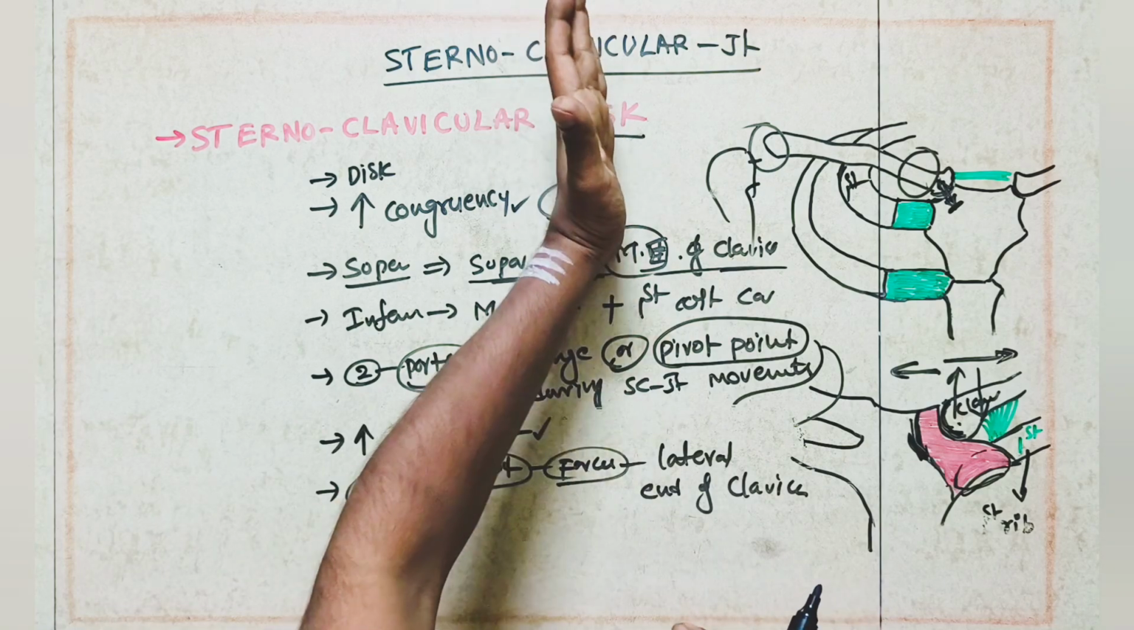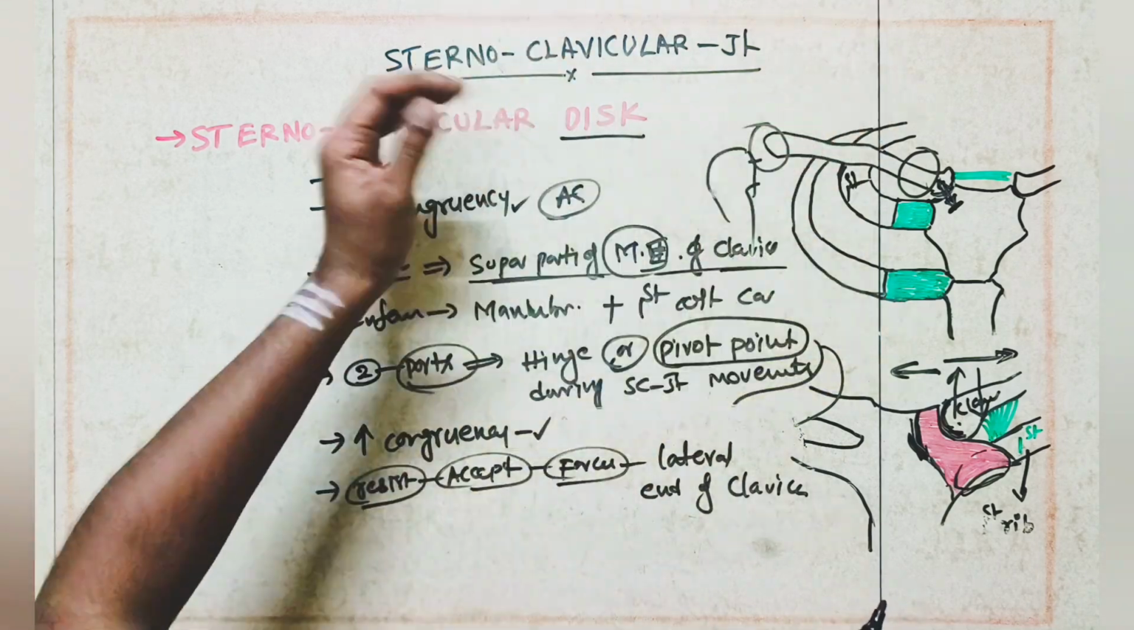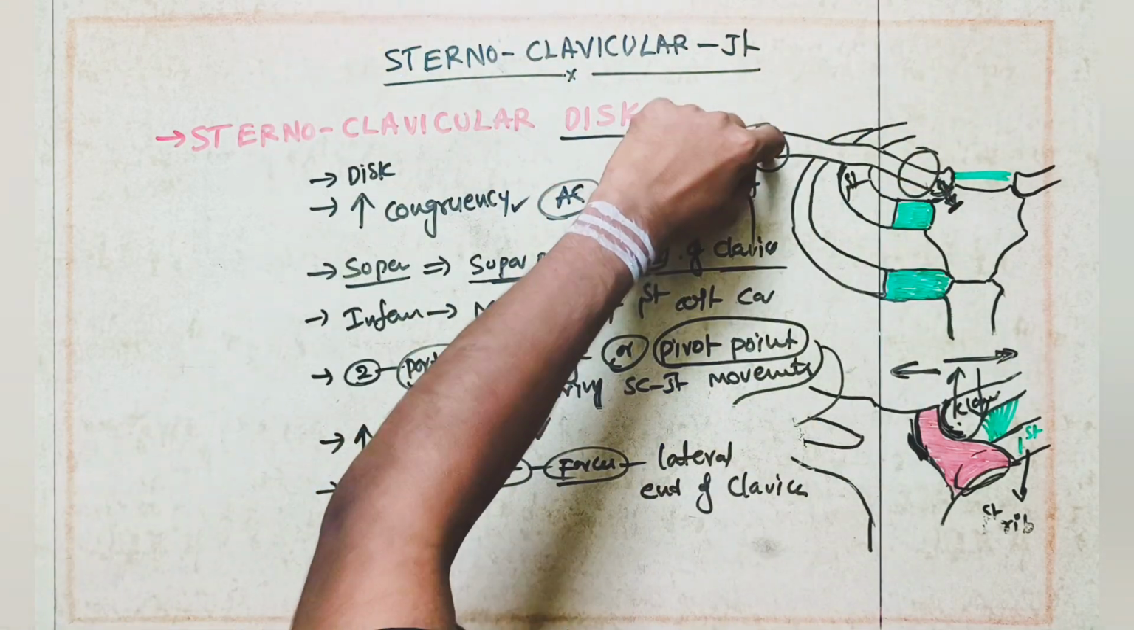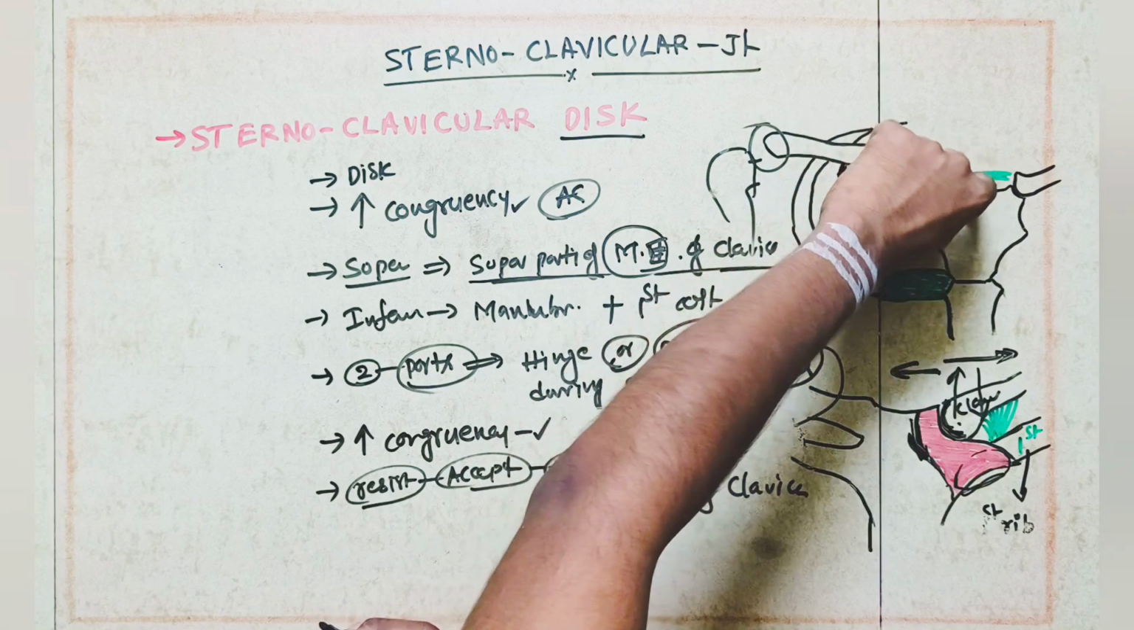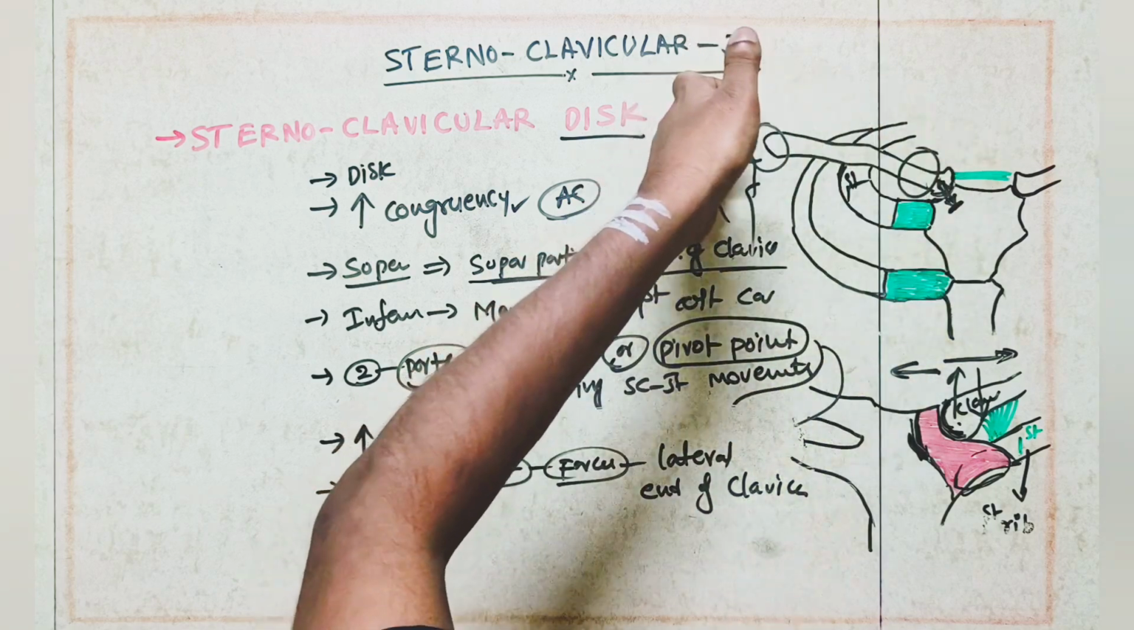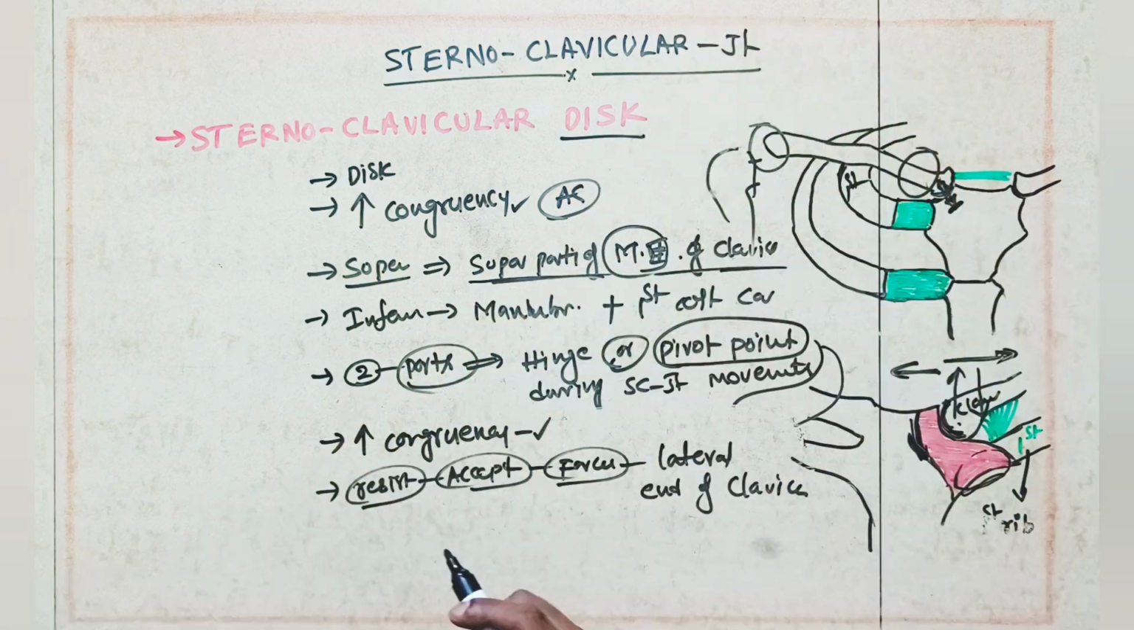The forces coming from the lateral end of the clavicle, if somebody pushes or if we do like this, travel from the lateral end to the medial end, and there the disc will be present. The disc is going to take the forces which are coming from the lateral end of the clavicle. So this is about the sternoclavicular disc.